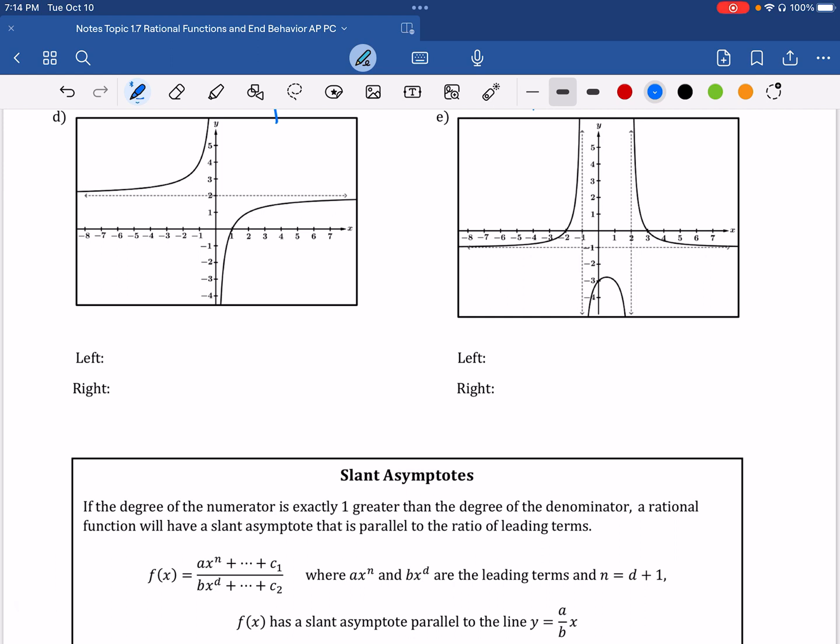So this one's easier because they're given something graphical. What you can tell is that as x is becoming smaller and smaller, the function is approaching 2. So the limit as x approaches negative infinity equals 2. But as x becomes infinitely large, the function is also approaching 2.